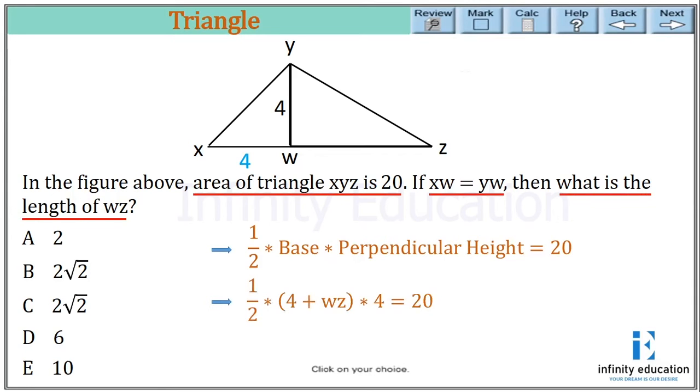So we can rewrite this equation as half into (4 plus WZ) into 4 equals 20. Why? The base we are getting is XW plus WZ, and XW equals 4. So we can replace the base with 4 plus WZ, and the perpendicular height, that is YW, we are getting as 4. Now if we do the simple calculation, 4 and 2 get cancelled, 2 remains, 20 divided by 2, so 10 is there. So we are having 4 plus WZ equals 10. So the value of WZ should be 6. So D is the answer to the question. I hope the question is clear to you. Let's see one more example.